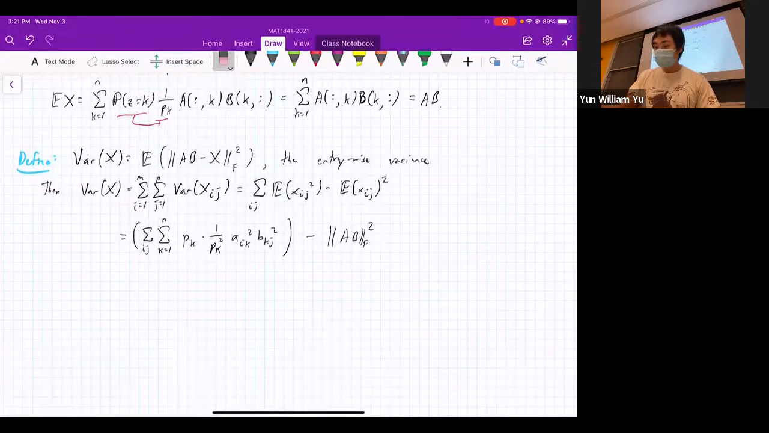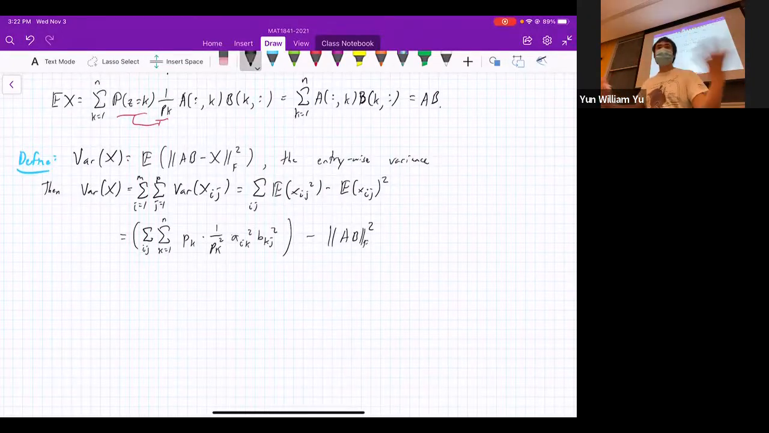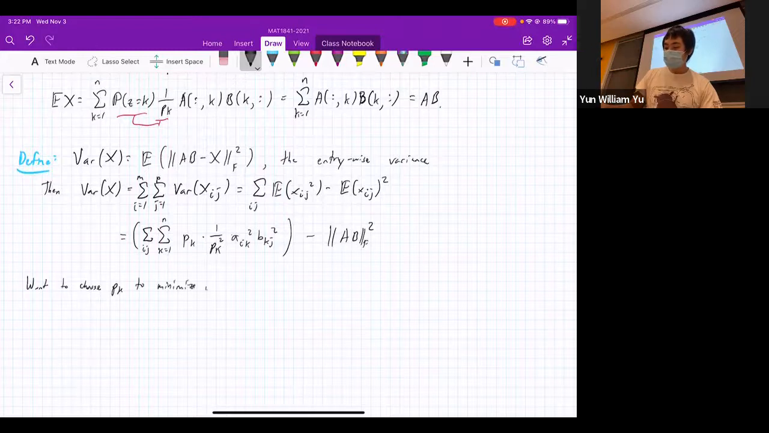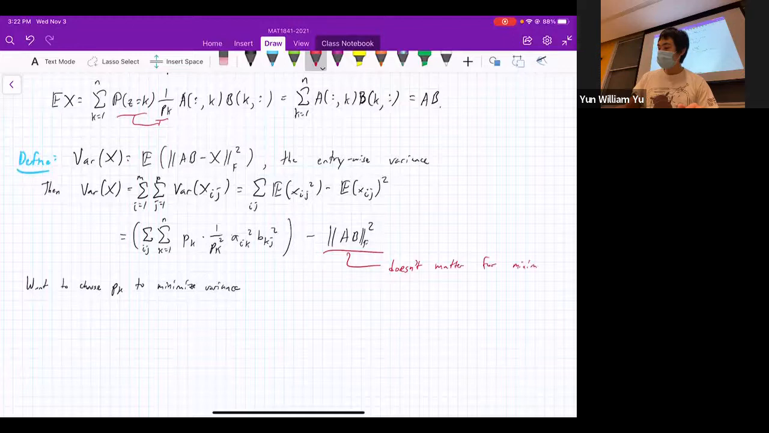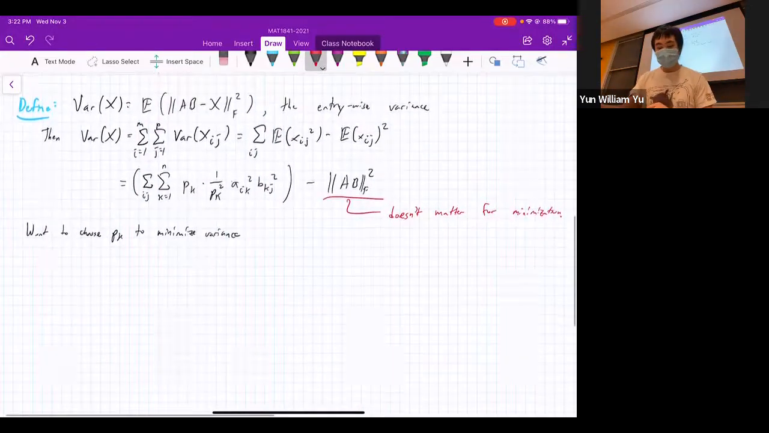Okay. So now, what do we want to do? We want to minimize this variance, right? So we have some definition of variance and we want to minimize it. So we want to choose pk to minimize the variance. And this sort of explains why we broke it up in this way, because this thing doesn't matter for minimization, because there's no term of pk in there. There are no pk's in there, that just happens to be the Frobenius norm. Whatever it is, it will play a role in the variance, but you can't minimize it. It's effectively a constant term as far as the pk's are concerned.